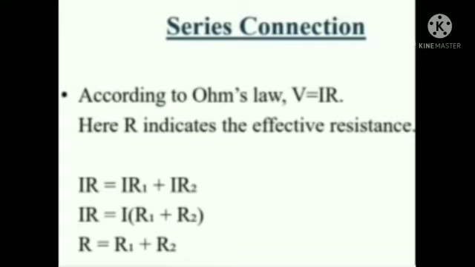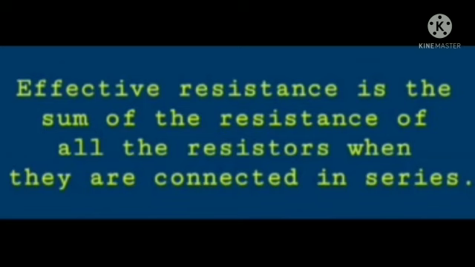So I into R is equal to, taking I as common, I into R1 plus R2. On the left and right side, I is common, so we cancel I. Then we get R is equal to R1 plus R2. That R is the effective resistance. It is the equation in series connection. Effective resistance is the sum of the resistance of all the resistors when they are connected in series.